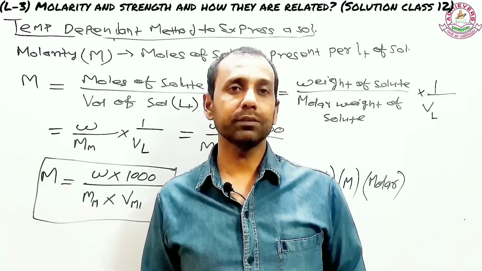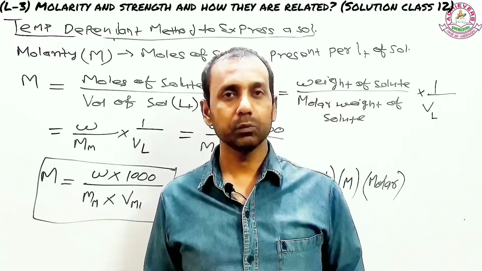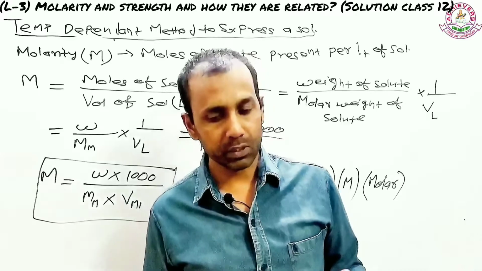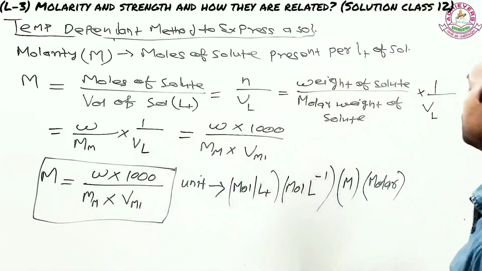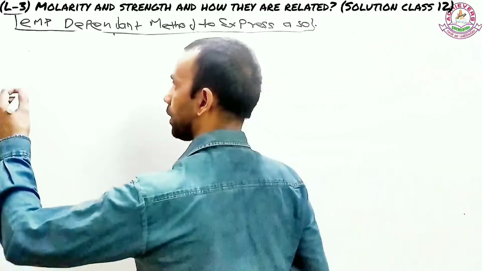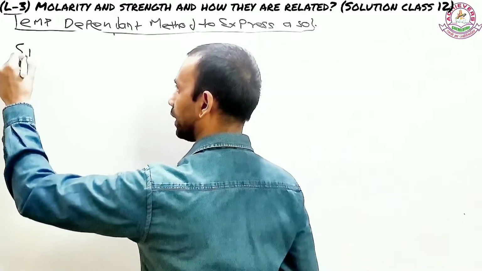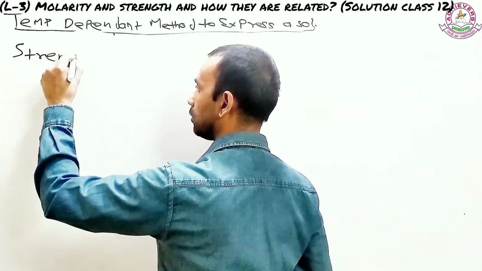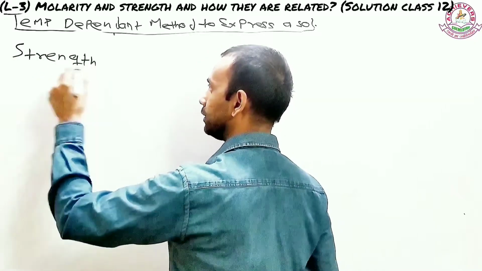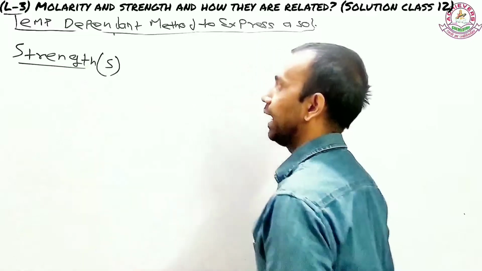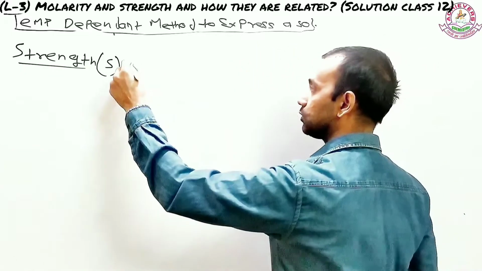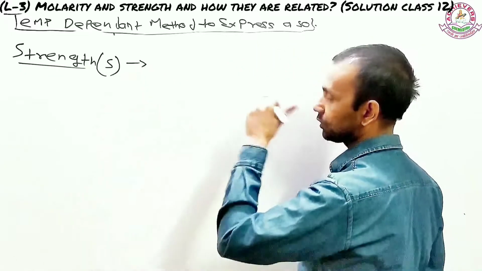I want to do the next topic, which is the strength. So let me take that topic as well. So I have to wipe this off. So strength is our next topic. This is represented by S, and let me write the definition first, then you can go with the explanation.